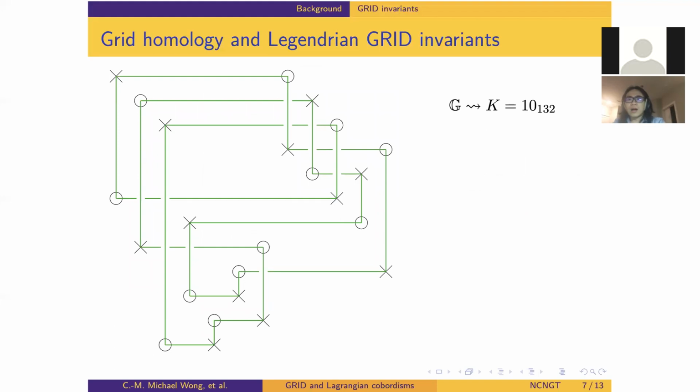Now, I want to talk about how you get a Legendrian knot out of a grid diagram. So again, this is the knot as before. Now, if we change all the crossings such that the horizontal strands are now on top of the vertical strands, and then we tilt our heads 45 degrees to the left, then this basically is a front diagram of a Legendrian link.